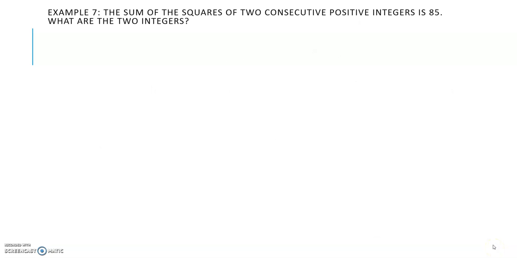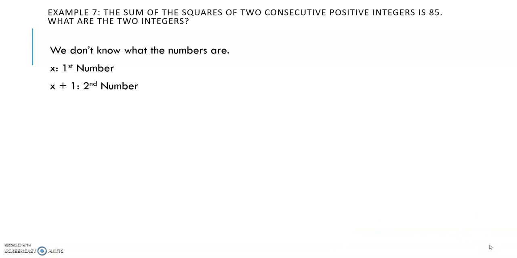Example 7. The sum of the squares of two consecutive positive integers is 85. What are the two integers? We don't know what the numbers are. We're going to call x our first number, and because we know they are consecutive positive integers, like 5 and then 6, or 10 and then 11, our second number will be x plus 1.